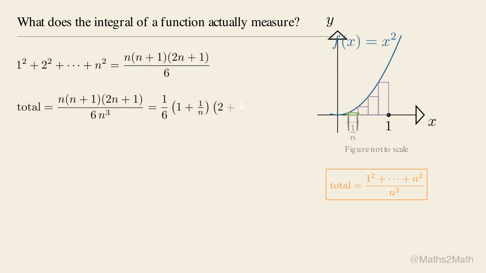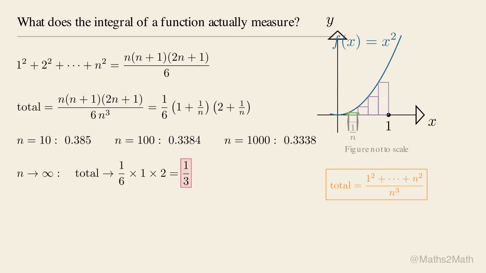Substitute it into our total and divide each bracket by an n. The rectangle area becomes 1/6 times (1 plus 1 over n) times (2 plus 1 over n). Watch it converge. 10 strips, 0.385. 100, 0.338. 1,000, 0.334. The staircase is hugging the curve.